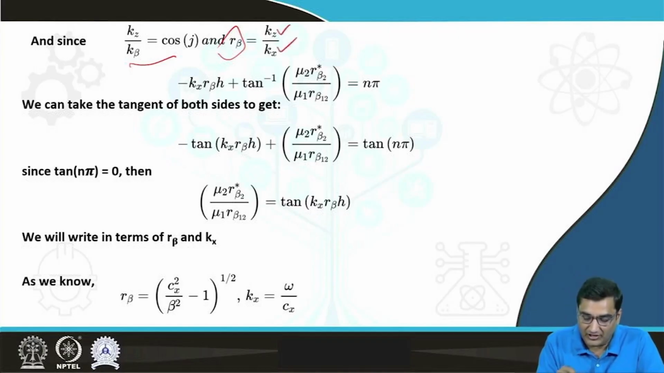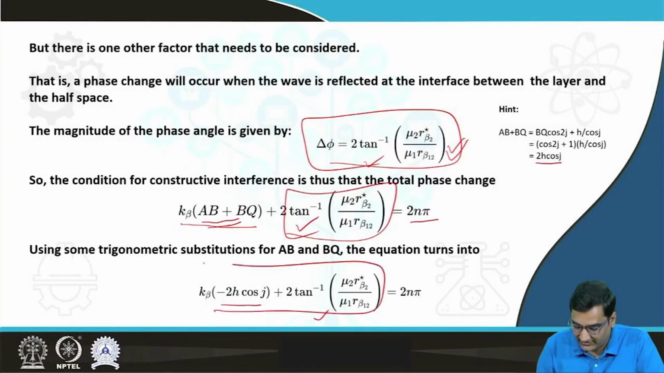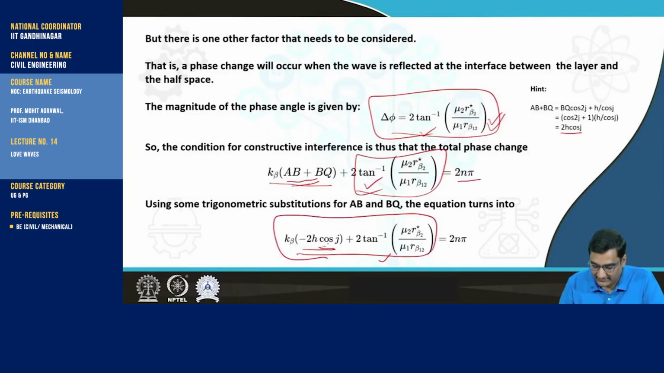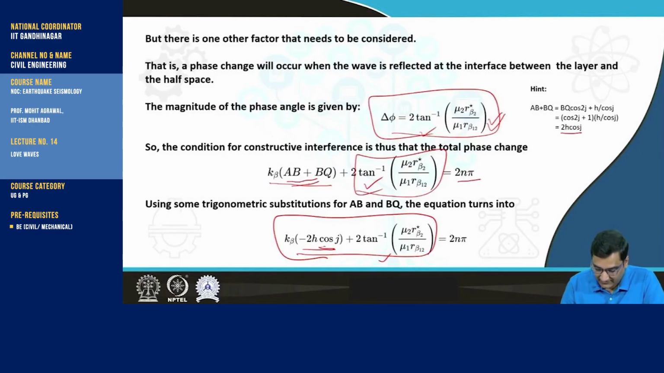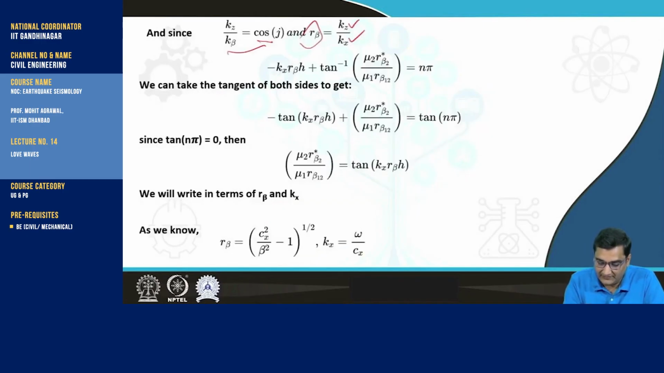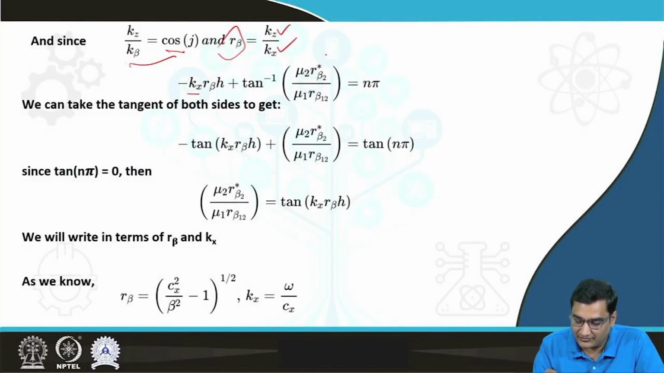When we incorporate this into this previous equation, we can rewrite cos j. If we write cos j as kz by k, beta will be cancelled out and you will be left with kx. Now kx r beta h plus tan inverse of mu 2 r beta 2 star divided by mu 1 r beta 1 is equal to n pi. That 2 has come here and cancelled out, and finally you will be left with this.